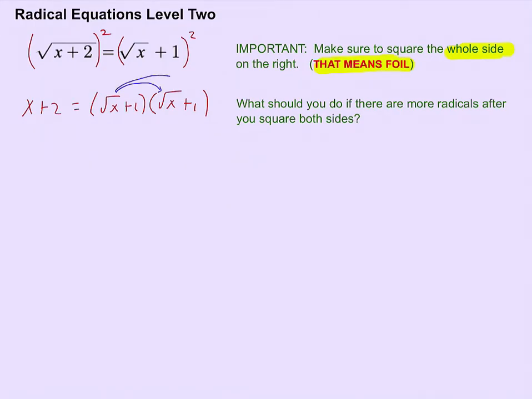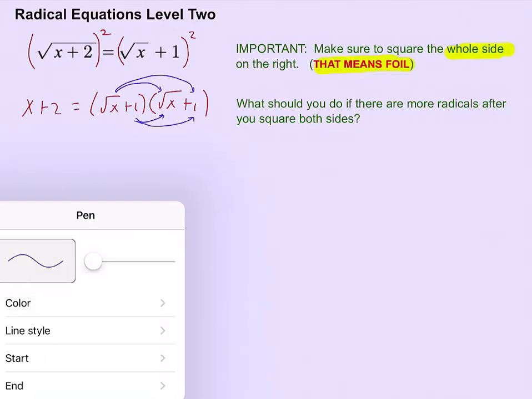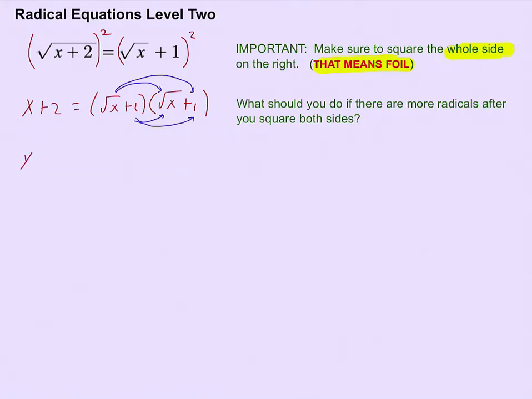Distribute the root x, distribute the 1. So you're going to end up having to multiply 4 times. Now, there are plenty of shortcuts for FOILing, but unless you know some of those, just go ahead and multiply everything. Square root of x times the square root of x. Square root of x times 1. 1 times the square root of x. 1 times 1.